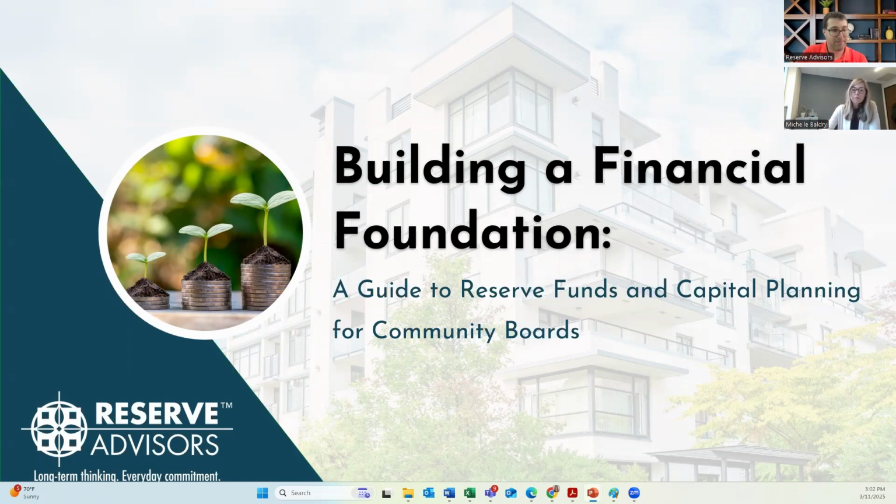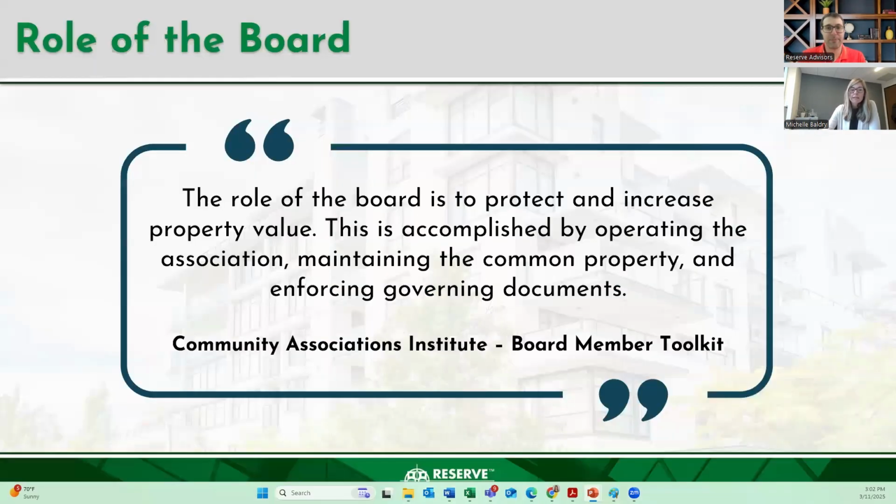Today, we will cover building a financial foundation: a guide to reserve funds and capital planning for community boards. To start things off, we thought it was helpful to remind everyone what the role of the board is. As we know, they are community volunteers. And the most common organization for us is Community Associations Institute, or CAI, which I'm sure is very familiar to those of you on the call.